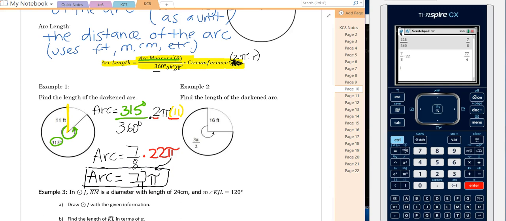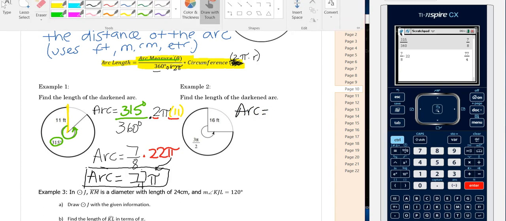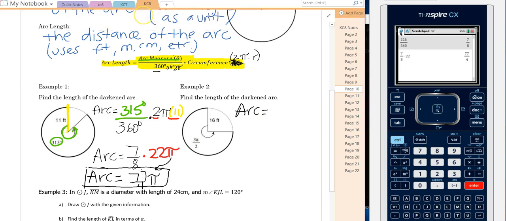Okay, let's try another one. So again, it says find the length of the darkened arc. I'm looking for my arc length, so therefore I do not know my arc. And again, I'm following this formula that's right above it. Now this time, my arc measure is in radian mode, right? This is my arc measure. This is what I'm going to be using. So my 3 pi over 2 is my arc measure. This is all on the top of my fraction.